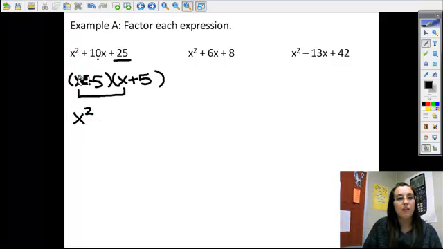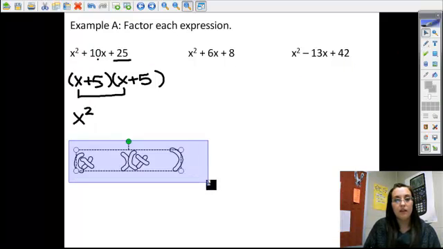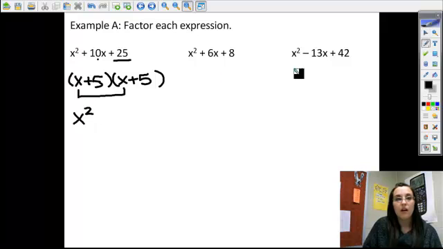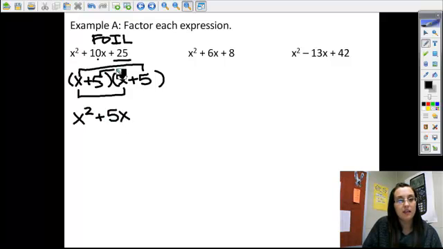So that's how I know that when I write a binomial, I'm always going to start with the letter x, at least so far, because the first term is x squared. So x times x is the only thing that will get me that first term, okay? Then I know that the outside, that's the O in FOIL, x times 5 will give me 5x, and the inside, 5 times x, will give me another 5x, and those added together equal 10x.